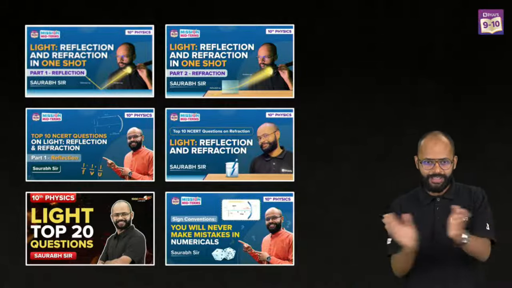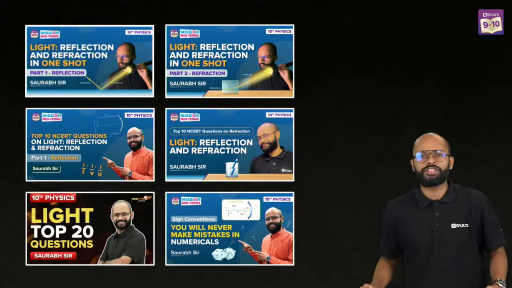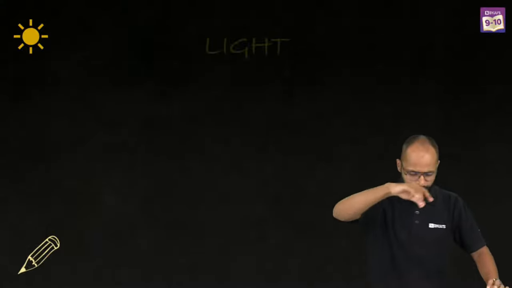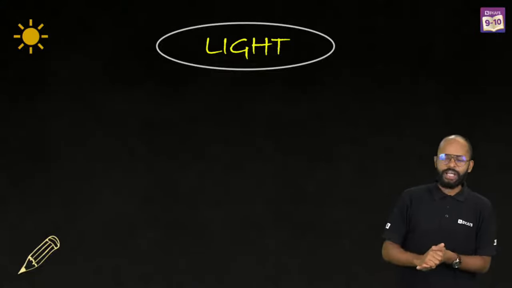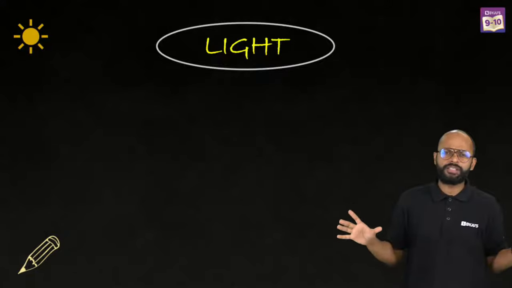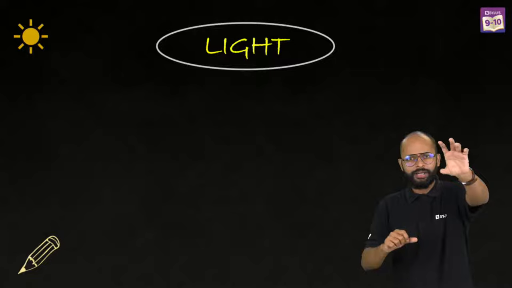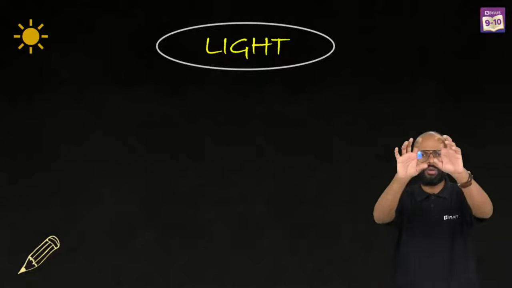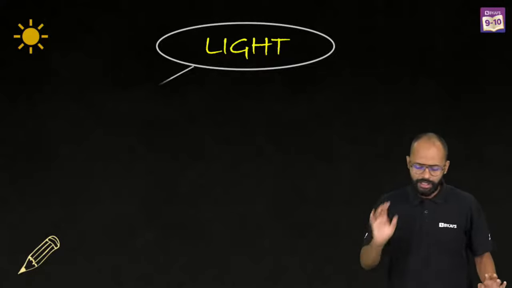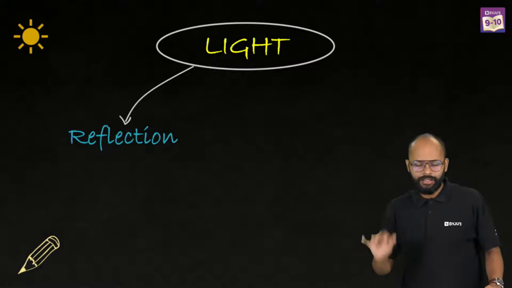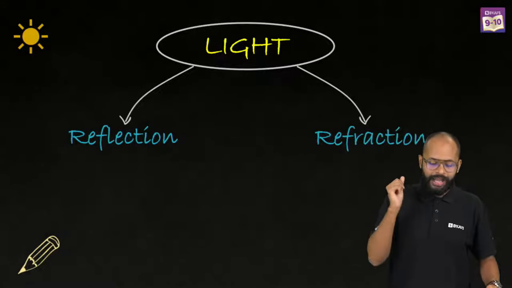Alright, come on, let's start revising light in 45 minutes. See, the light chapter, in big parts, has two separate segregations: reflection and refraction. So let's take it like that. Reflection and refraction.